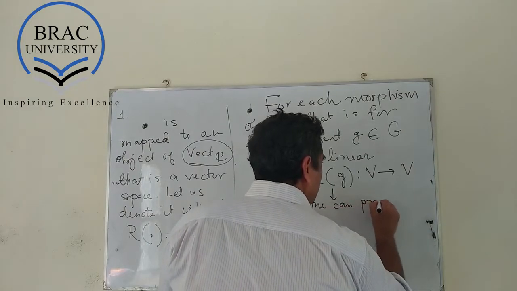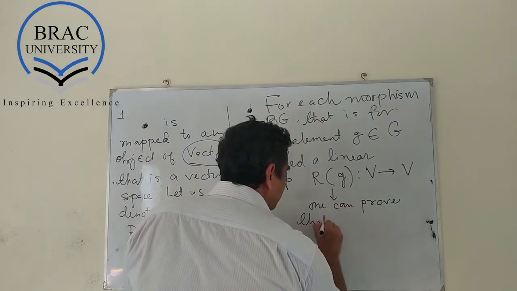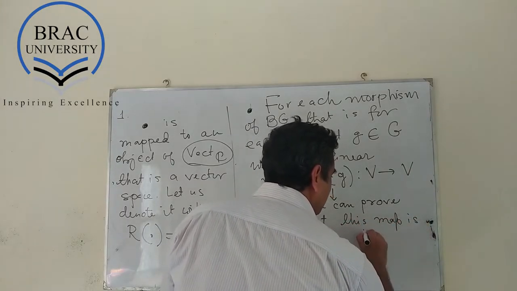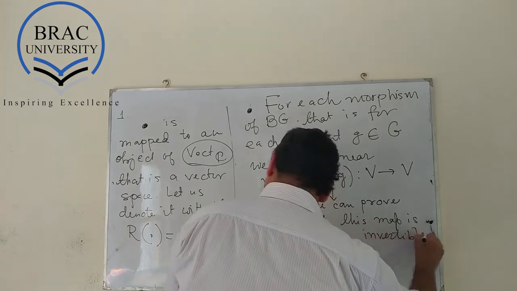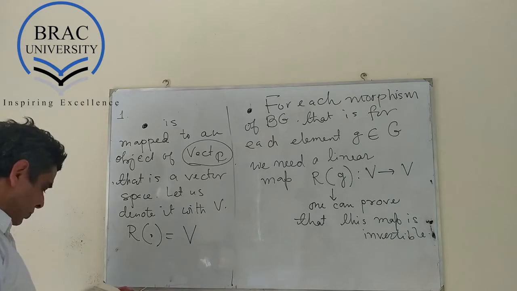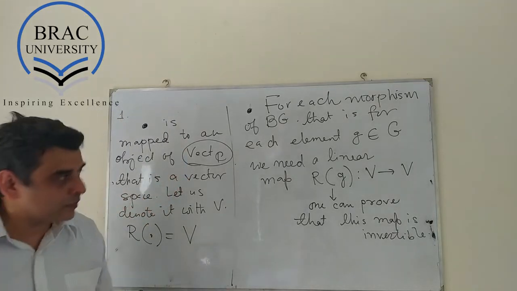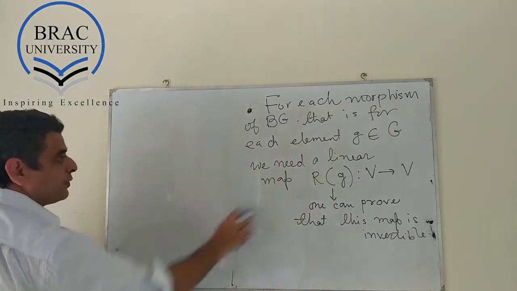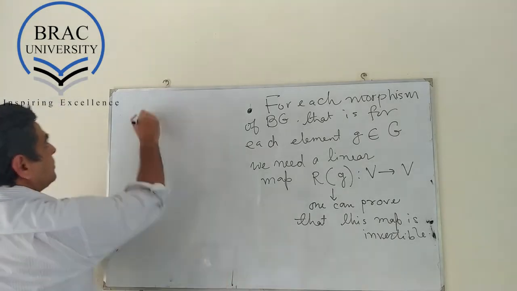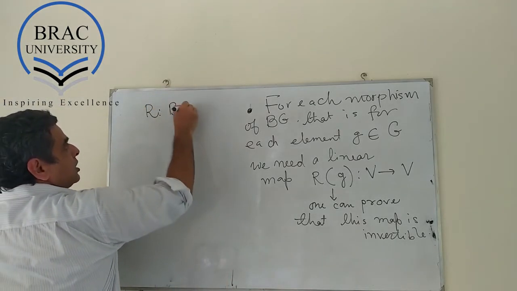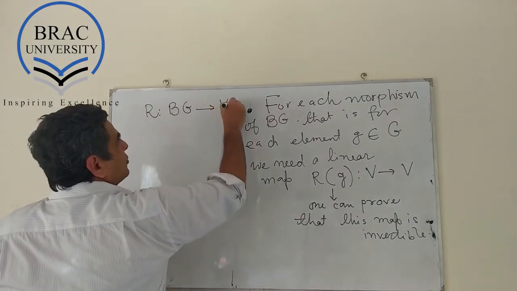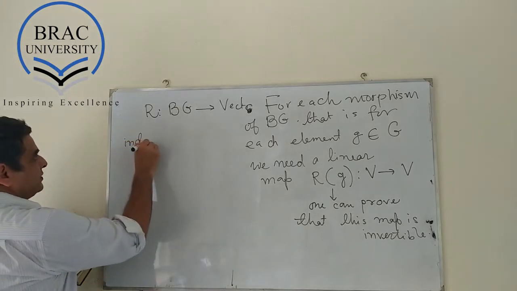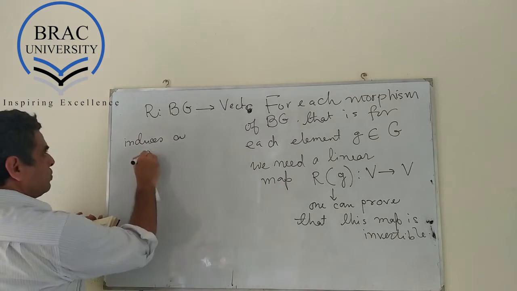One can prove that this map is invertible. Therefore, we conclude that this functor R from this groupoid to vect C induces a group homomorphism.